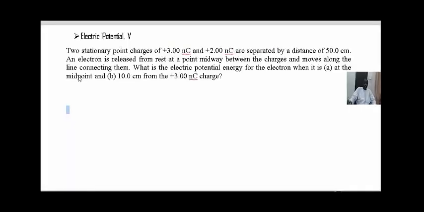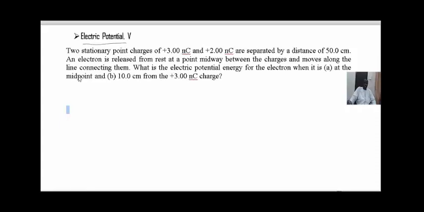Here we have another question. Here is a question on electric potential. In the question, we are given that we have two stationary charges, 3 nanocoulomb and 2 nanocoulomb, and they are separated by a distance of 50 centimeters.